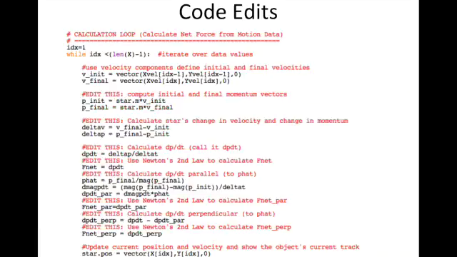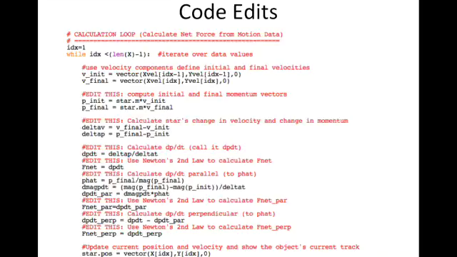So for this part of the code, I used the observed position data to find the velocity, both initial and final, the momentum, both initial and final, dp dt, and then I calculated dp dt parallel and perpendicular. I also used this to find the fnet perpendicular and fnet parallel. This code uses the path motion that we know to find the forces using Newton's second law.